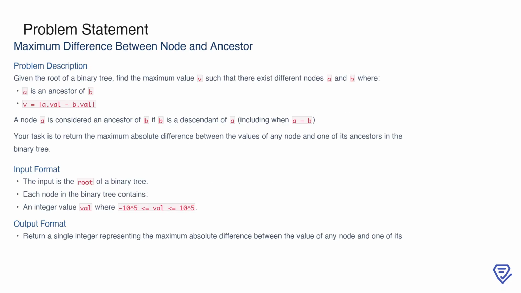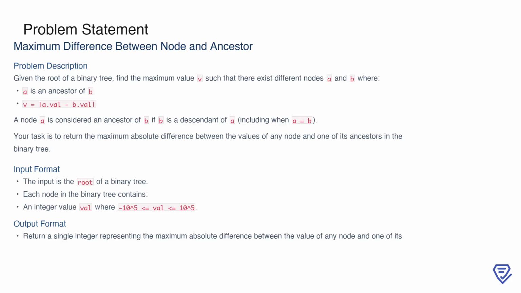The problem is to find the maximum absolute difference between the values of any node in a binary tree and one of its ancestors. In this context, a node A is considered an ancestor of another node B if B is a descendant of A. This includes situations where A and B are the same node. We're tasked with determining the largest possible value of A.val - B.val across all such ancestor-descendant pairs in the tree.